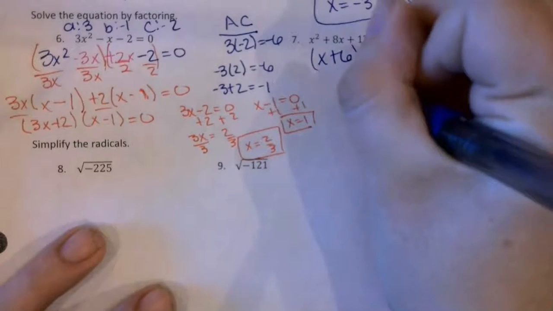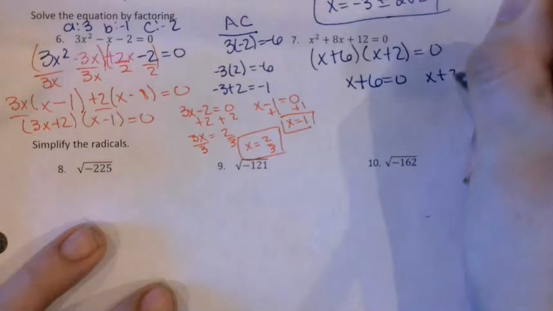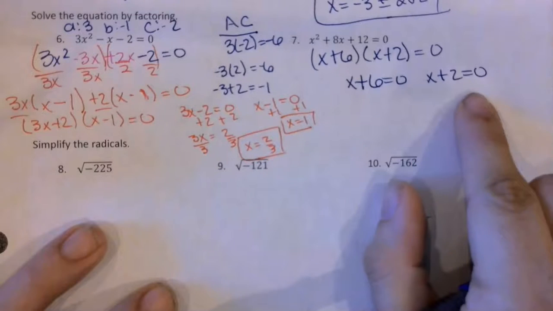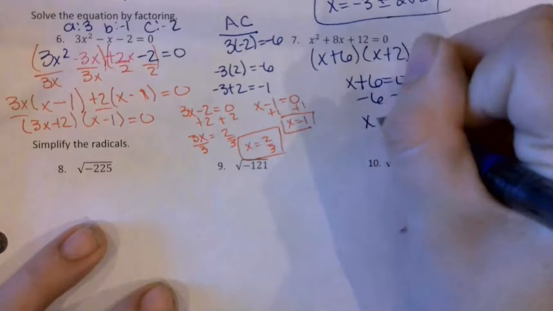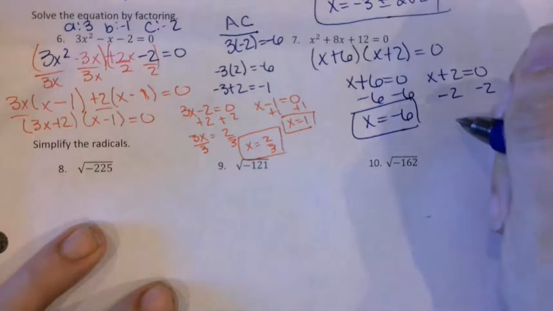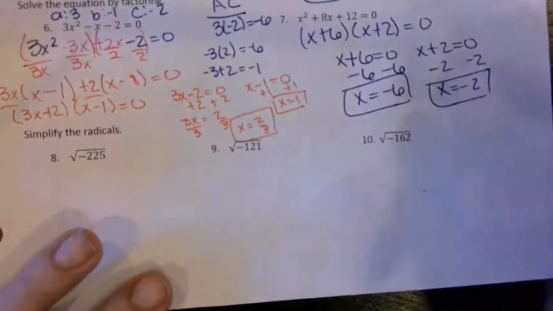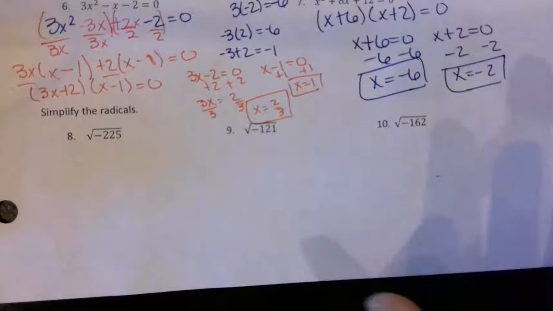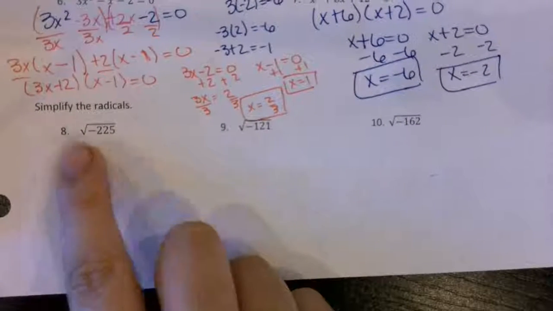Then I take each of my inside pieces, or parenthesis pieces, and set them equal to 0. So I have x plus 6 equals 0 and x plus 2 equals 0. Then I subtract 6 on both sides. I get x equals negative 6 for one of my answers. On the second one, I subtract 2. I get x equals negative 2. And I'm done there.